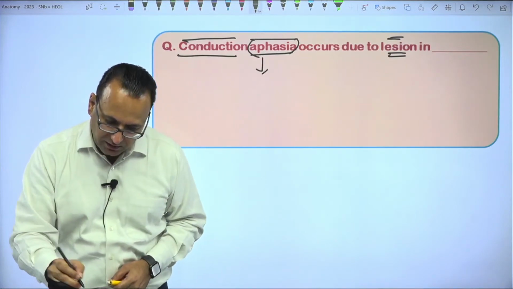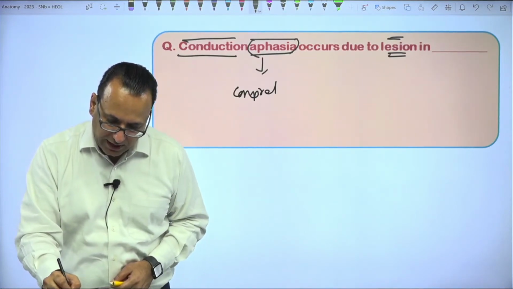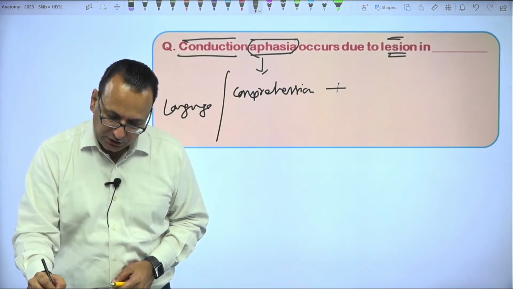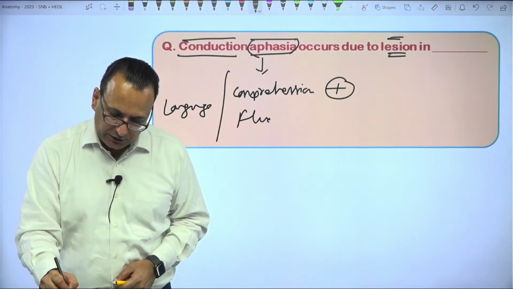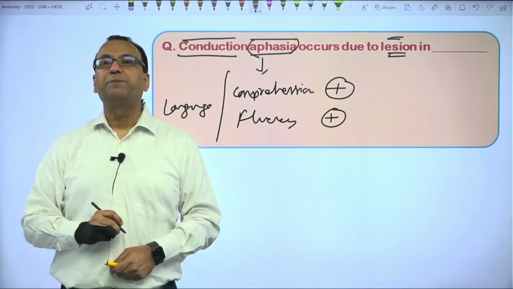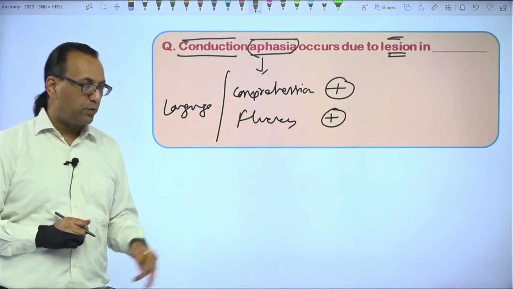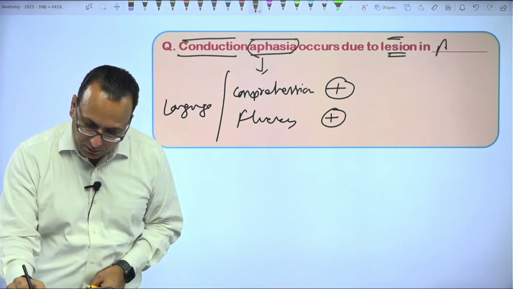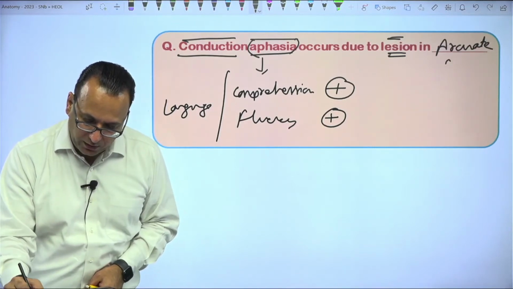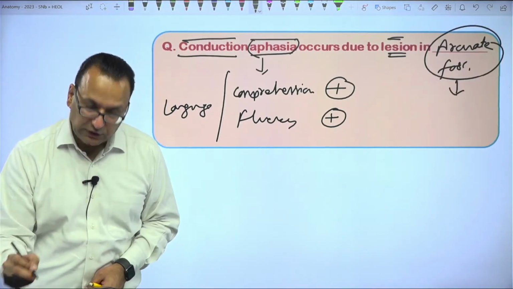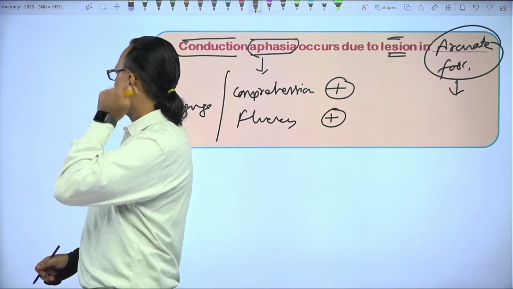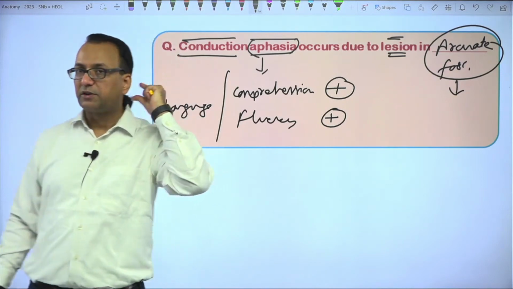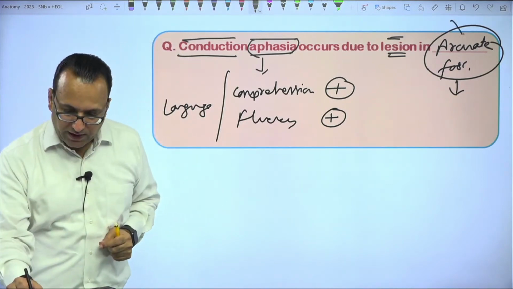So, conduction aphasia, where comprehension means understanding of language. Comprehension is good, fluency of speech is good, but there is a problem with poor naming, poor repetition of language. So, that is conduction aphasia, and it is a problem of, if you remember, we have discussed the arcuate fasciculus, which is connecting Wernicke's with Broca's on the left side, those association fibers. So, it is a problem of that association fiber.